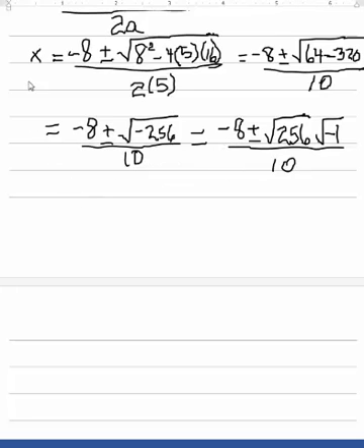Okay, so this means that x, these are all equal to x here. I'm going from this last part. The square root of 256 is 16. So x is negative 8 plus or minus 16, and the square root of negative 1 is i, over 10.